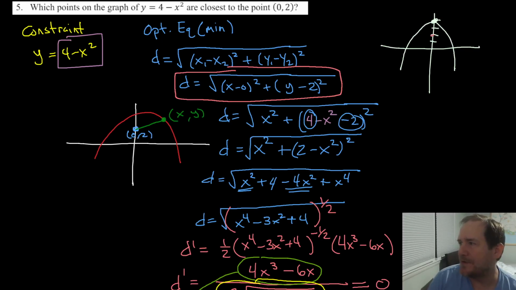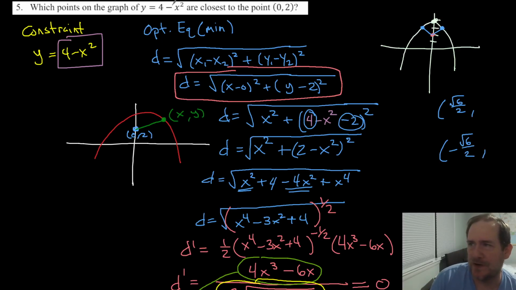Then you've got the point (0, 2), and basically we're saying that the 2 points closest to it are these 2 points here and here. And so we just decided that those are the points with the coordinates root 6 over 2 and negative root 6 over 2 as their x coordinates. And to find the y coordinates, you just plug into this equation.